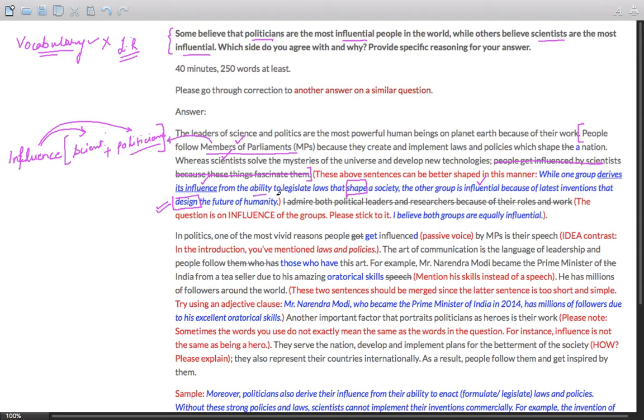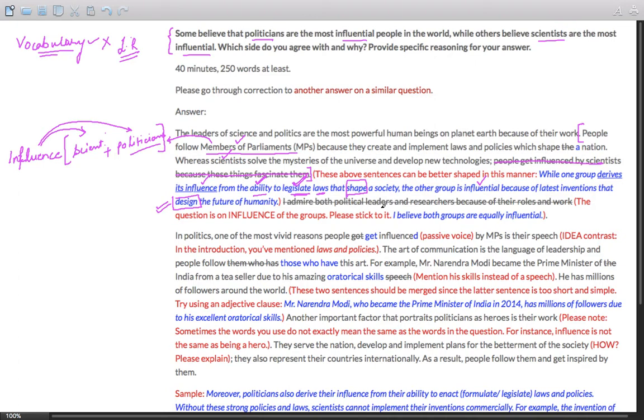Even ability to legislate laws. You always legislate laws. You do not make laws. So this is lexical resource. Ability to legislate. This is lexical resource. Even this is collocation. So you have to make this a habit of using the right combination of words.